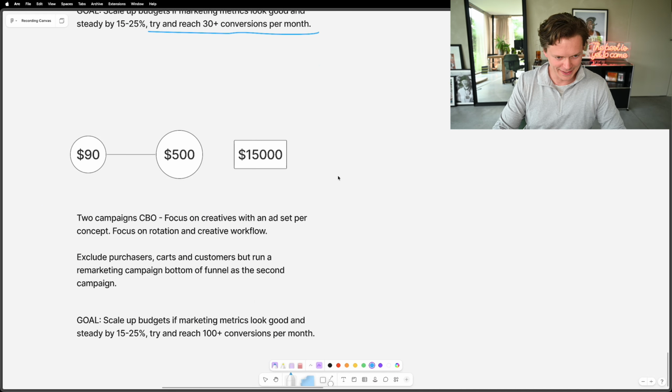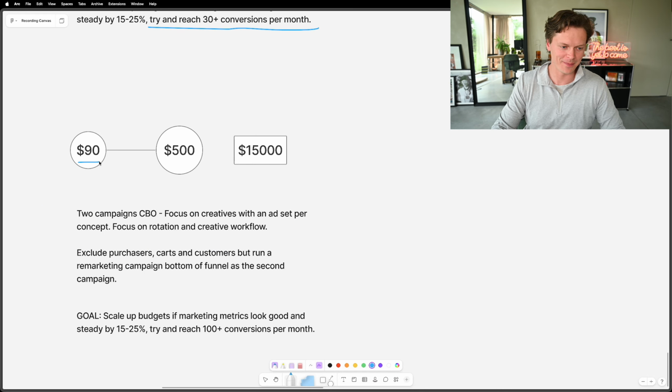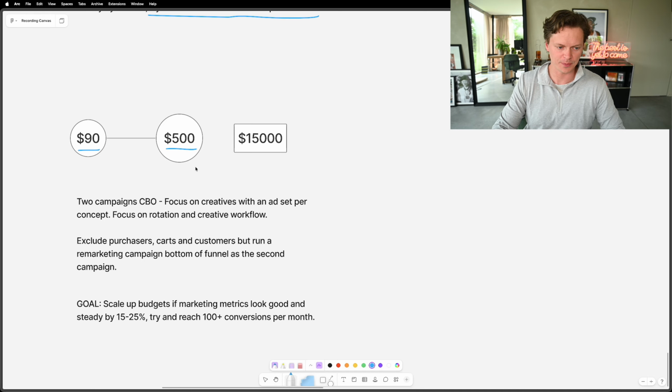And then last but not least, once you get into the big leagues, $90 to $500, you're going to be able to have 2 campaigns. I would still run CBO. Again, ABO is just for very exotic examples of accounts, mostly very high value tickets or very long sales cycles. Focus on creatives with an ad set per concept. And here you can go wild, right? You can run 5 to 6 different ad sets, different concepts with 2, 3, 4 creatives within each concept. Focus on rotation and creative workflow.